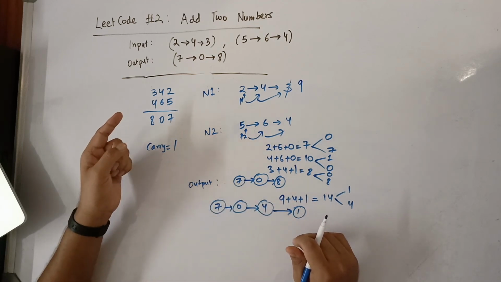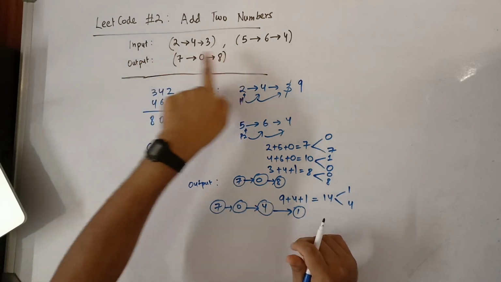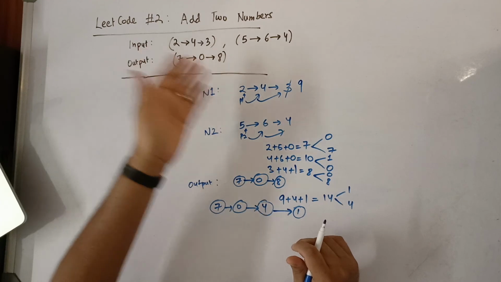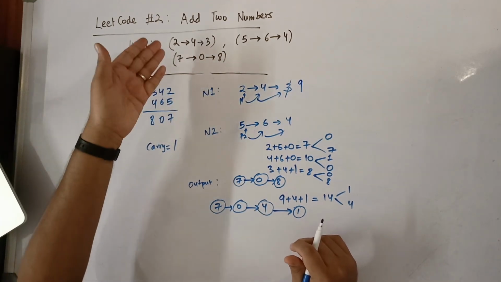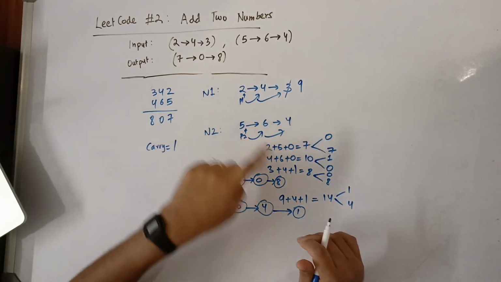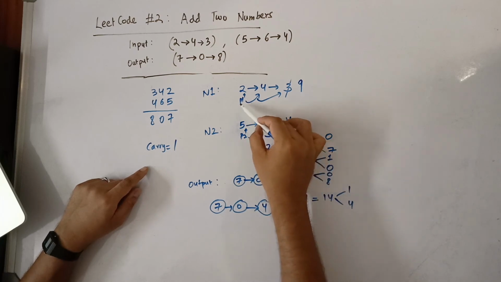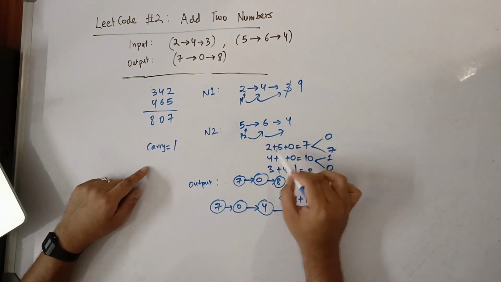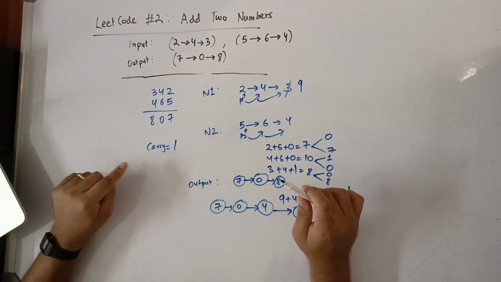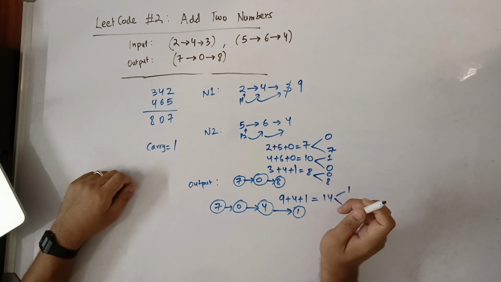The other possible condition is that in this case the number of digits was 3 and 3 for both numbers, but they could have an unequal number of digits. So this may contain 2 digits and this may contain 3 digits or 4 digits. In that case, you continue with the same loop, and while summing them up, if the pointer is pointing to null, then you replace that value with 0 in that iteration. And remember, you still have to sum the carry with it. And that's it. These are the only two things you have to take care of.